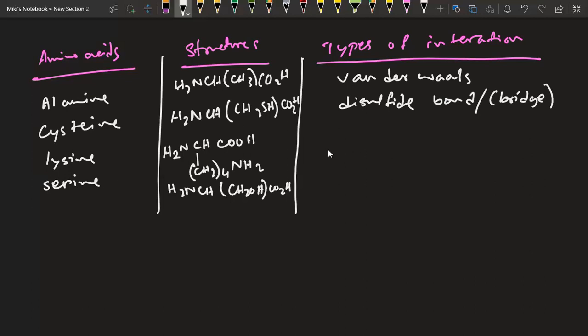We have lysine here. It is hydrogen bonding, due to the presence of the NH group here. Hydrogen bonding or ionic interaction.